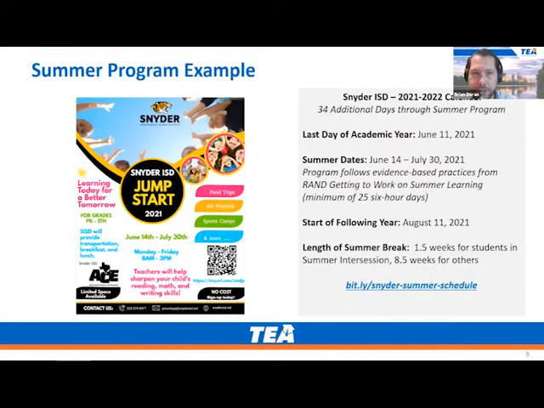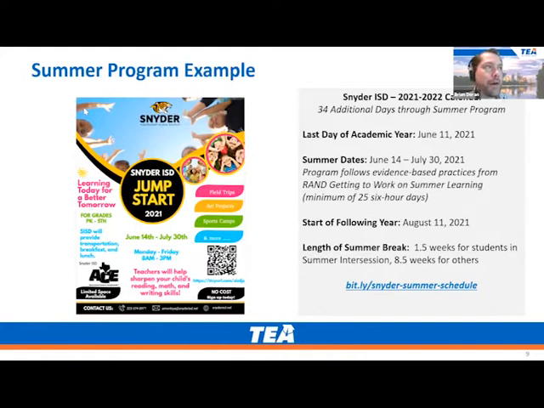So some quick examples here. First, with the summer program, we have Snyder ISD. So on this example, you will see that they have added 34 days through their summer program. So their last day of the academic calendar this year was June 11th, '21. And they started their summer program on June 14th. That is going through July 30th.